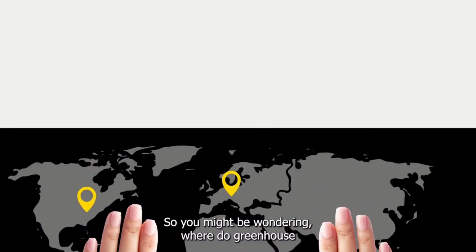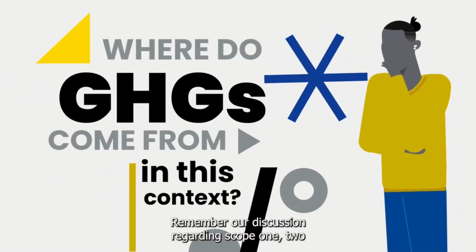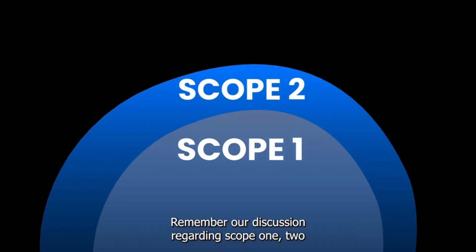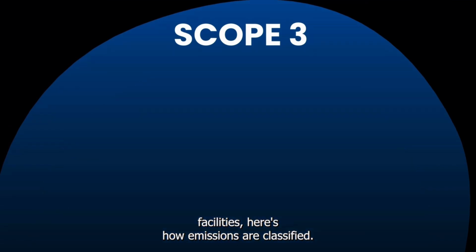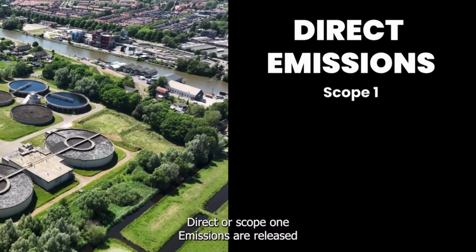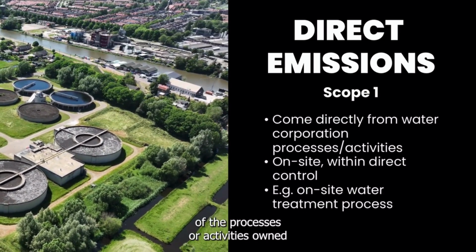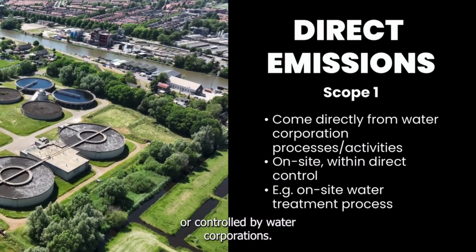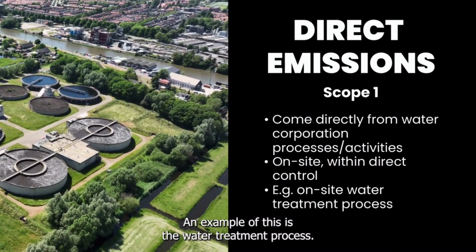So, you might be wondering, where do greenhouse gases come from in this context? Remember our discussion regarding Scope 1, 2, and 3 emissions from the last video? Well, within the processes and systems of water facilities, here's how emissions are classified. Direct, or Scope 1 emissions, are released into the atmosphere as a direct result of the processes or activities owned or controlled by water corporations. An example of this is the water treatment process.